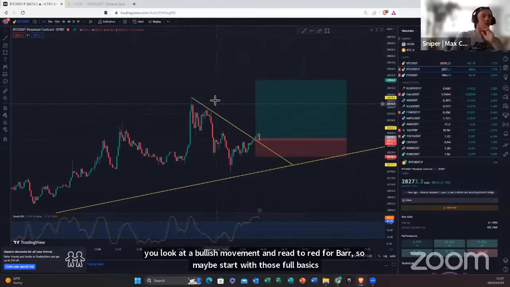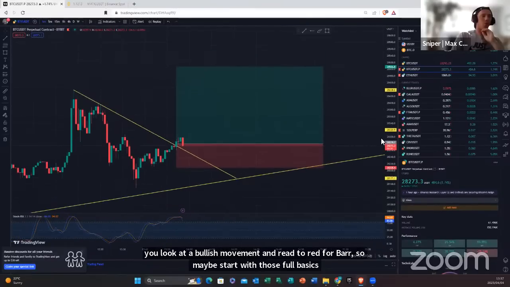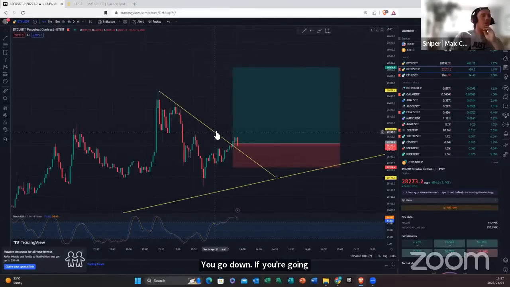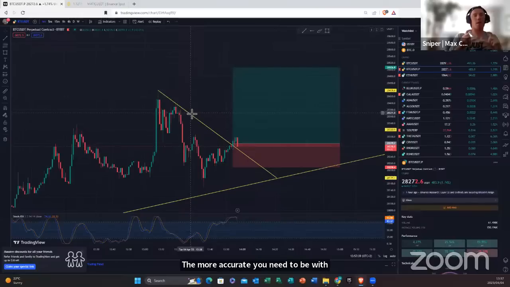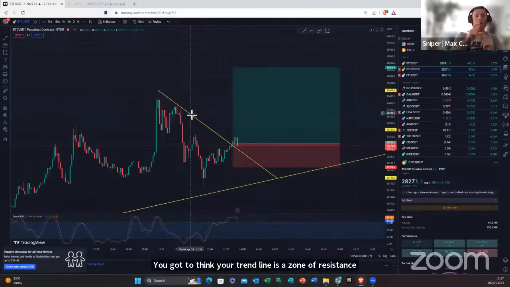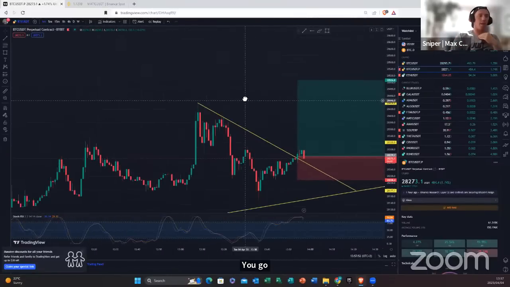With your candles, the lower the time frame you go down, if you're going down to a 1 minute or 5 minute, the more accurate you need to be with where you draw your trend lines. On the bigger time frames, you've got to think your trend line is a zone of resistance, a resistance zone or a support zone. And the bigger the time frame you go, the wider that zone becomes. So as you come down, you need to be more and more accurate. There is a correct way to draw trend lines.